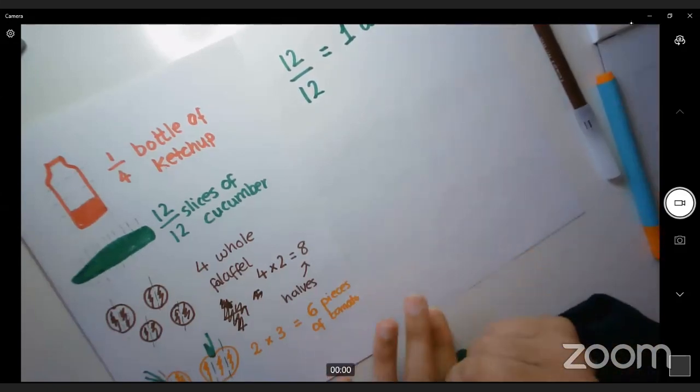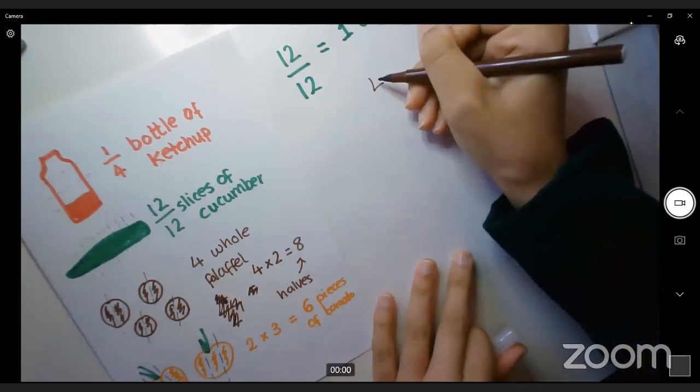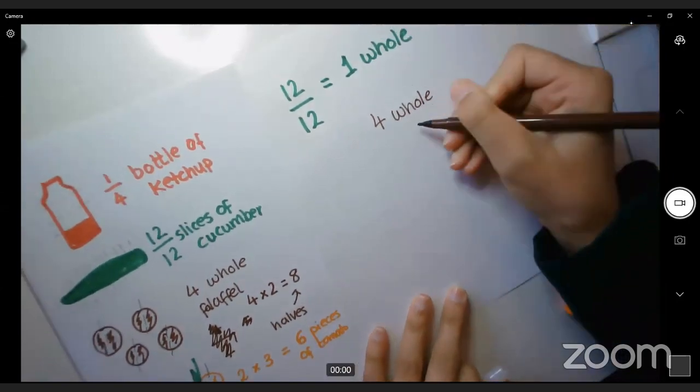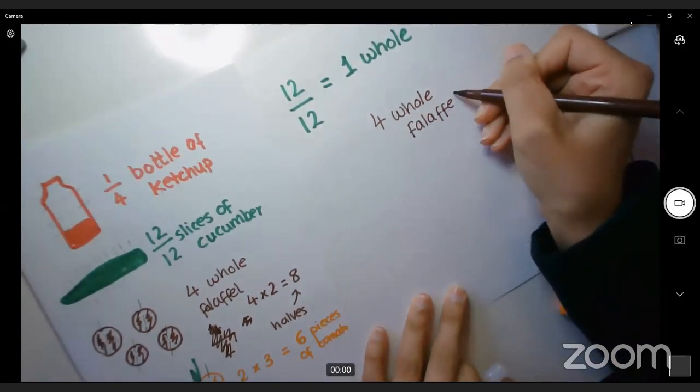Okay, let's look at our flaffles. We used 4 whole flaffles this time. 4 whole, and I can't write flaffles. Someone please correct me. Have I written flaffles right?